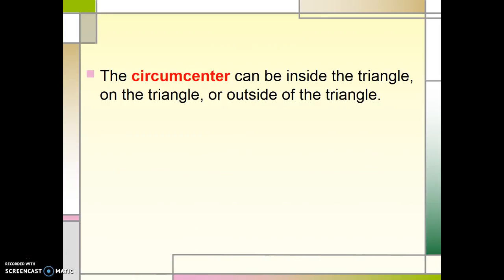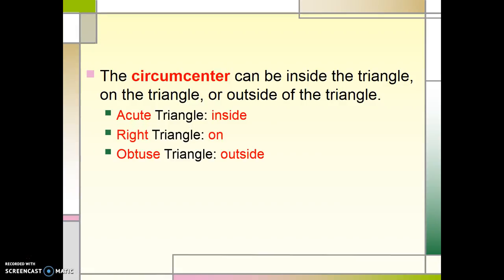The circumcenter of the triangle can be on the inside, on the triangle, or outside. It depends what kind of triangle it is. Acute triangles have it on the inside. And this is going to be important, so it might be good to write this down. Right triangles have it on the triangle, and obtuse triangles have it on the outside.